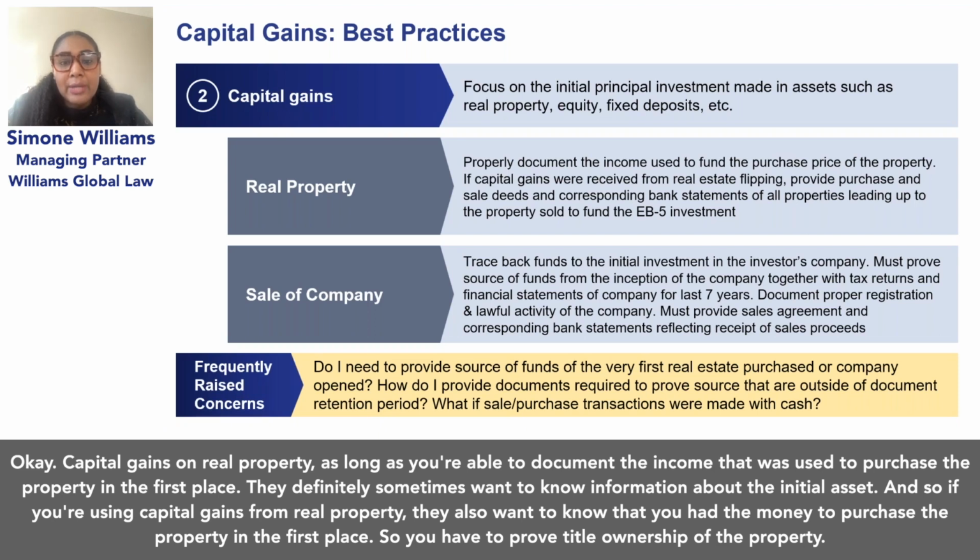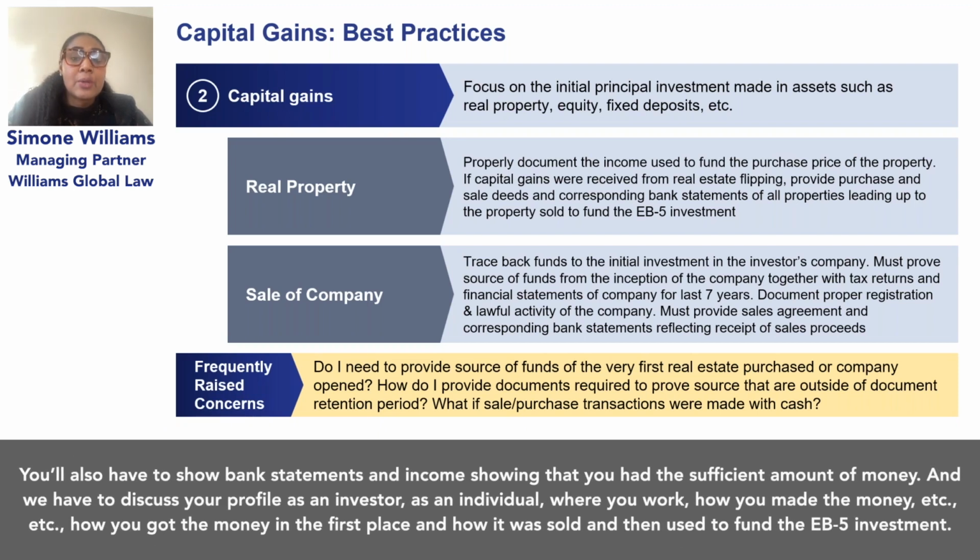So you have to prove title ownership of the property. You also have to show bank statements and income showing that you had the sufficient amount of money. And we have to discuss your profile as an investor, as an individual, where you work, how you made the money, how you got the money in the first place, and how it was sold, and then used to fund the EB-5 investment.